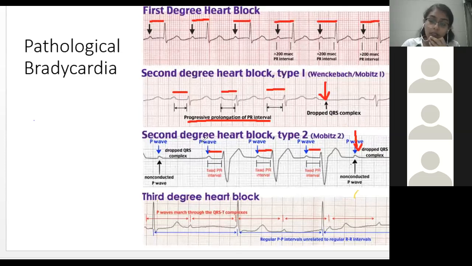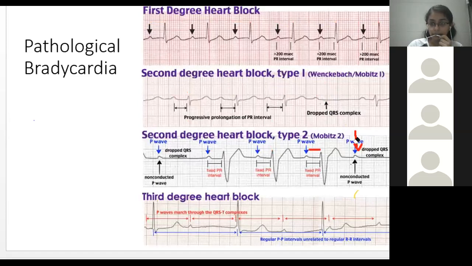Third degree heart block is where there is irregularity between all P waves, QRS complexes, T waves. Any wave can come at any time. The atria will be contracting on their own, and the ventricles will be contracting with their own rhythm. There will be no coordination between any depolarization and repolarization of the heart. That is what you see in type 3 heart block.